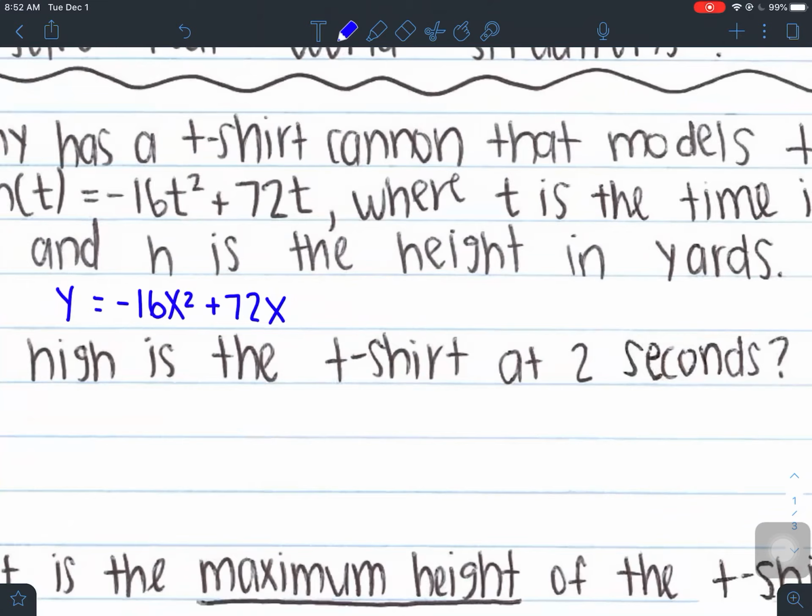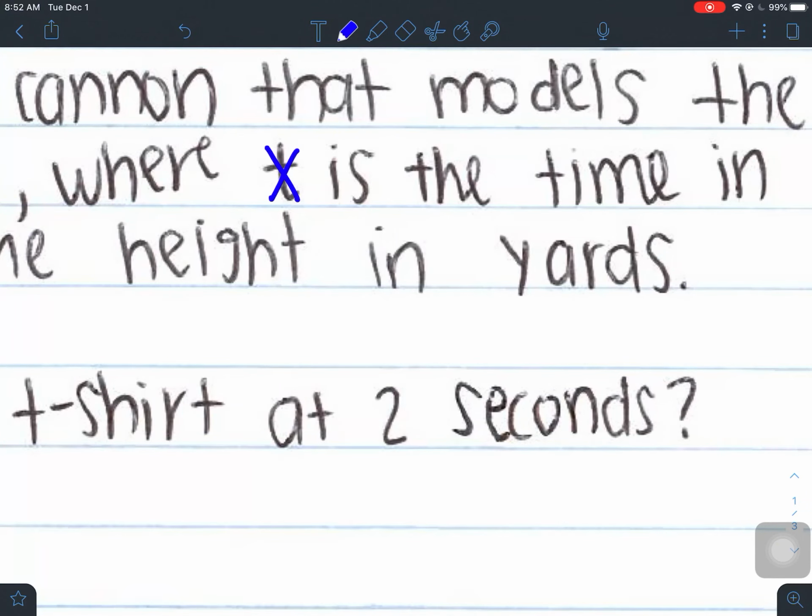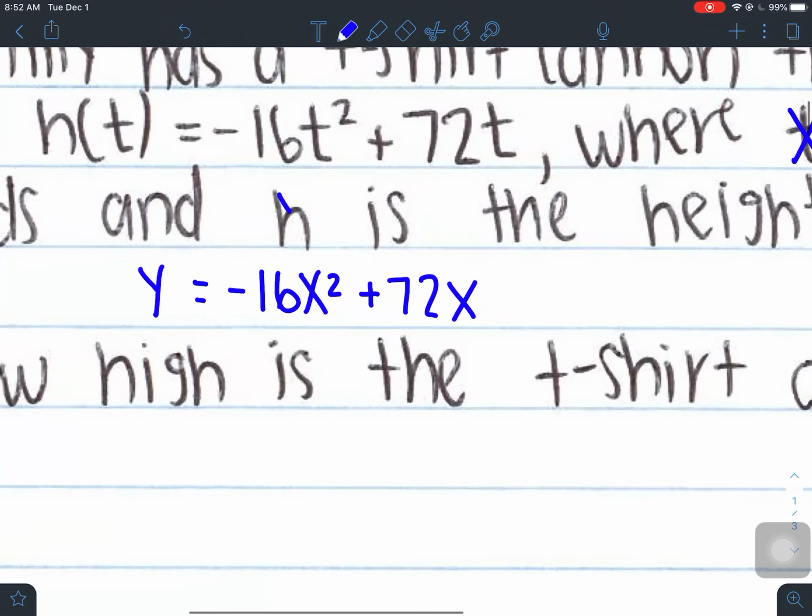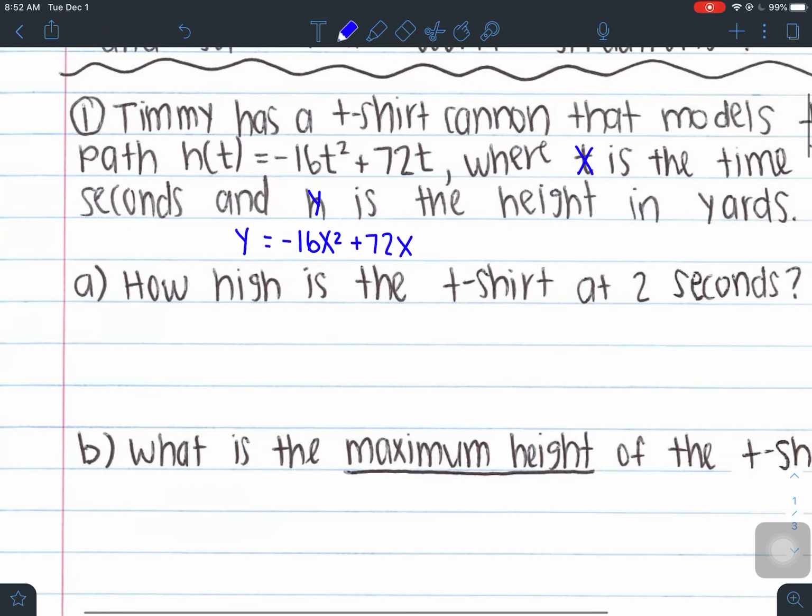So instead of t being time, x is now time. Instead of h being the height, y is now the height. So I'm going to just use variables that we're used to seeing. Remember, instead of x's, they used t's, and instead of y, they used h of t, which is the same thing as h of x.